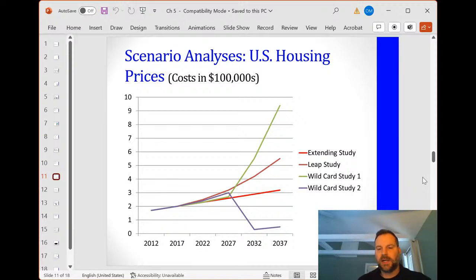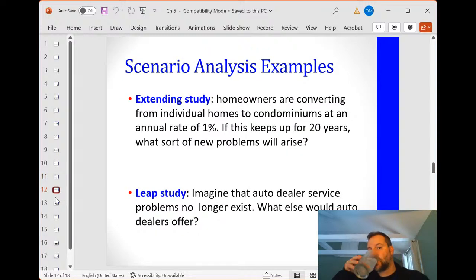Because of COVID, because of the reactions out of that and people moving to different markets, we saw either a leap study or really probably a wildcard study, where housing prices really jumped up in a lot of places because of major societal shifts. And so, opportunities come out of that, new housing opportunities and things like that. But this is a scenario that an extending study alone would not have projected. So, just some explanations of how to look at this, the extending study versus a leap study.